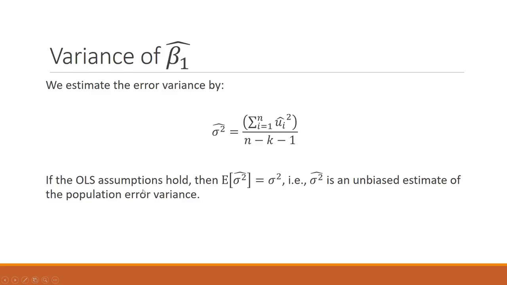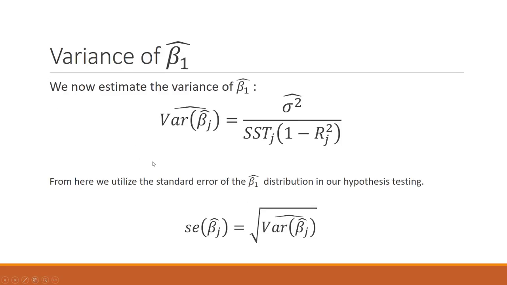If the OLS assumptions hold, then our estimate of the error variance will be unbiased. That means the expected value of our estimated error variance will equal the true error variance. So if all the OLS assumptions hold, then sigma squared hat is an unbiased estimate of the population error variance.